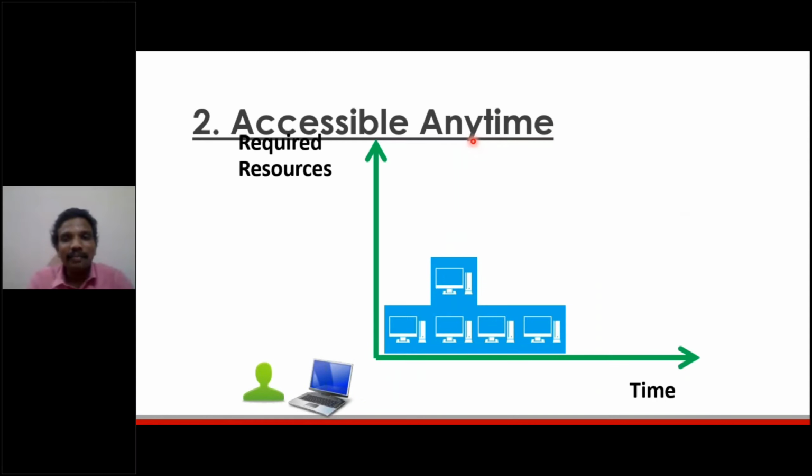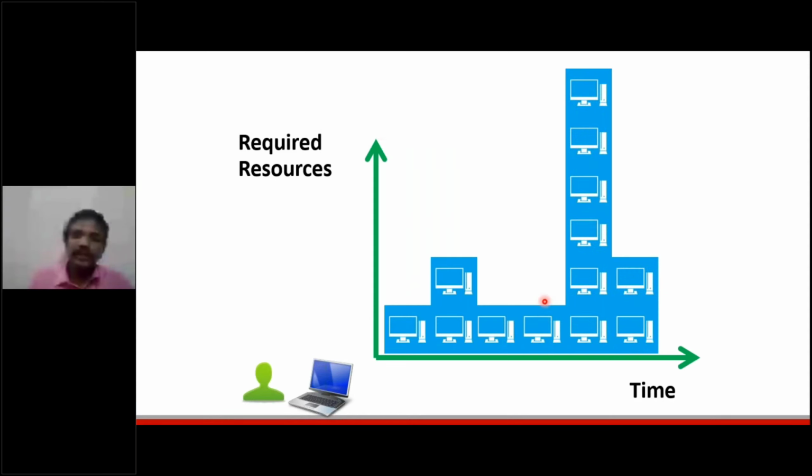Accessible anytime, anywhere. In the first month I need 1 server. In the second month I need 2 servers. In the third month, up to the 5th month, I need 6 machines. In the 6th month I need only 2 machines. In that situation, the cost increases a lot. But if you are renting a computer, you pay only for whatever you are using.